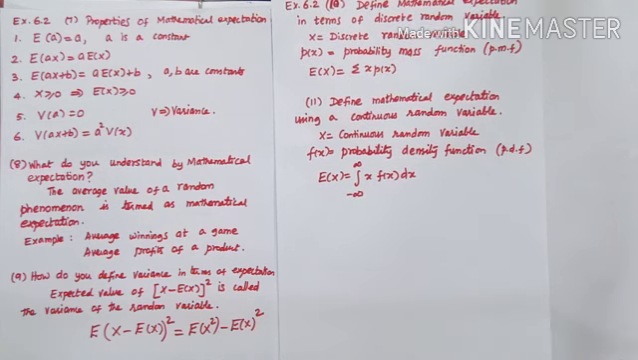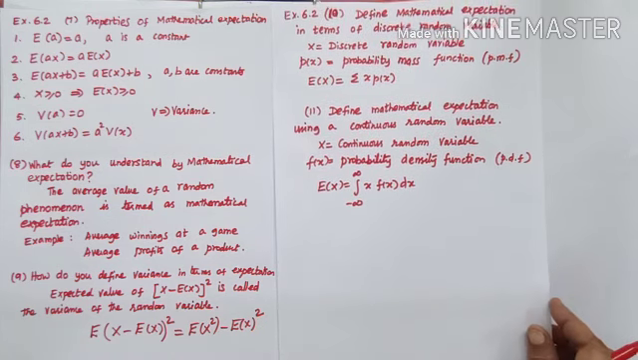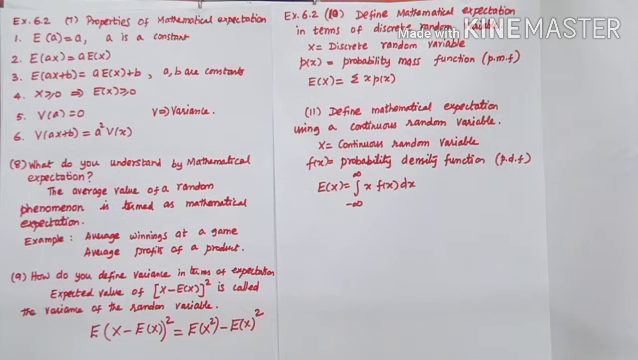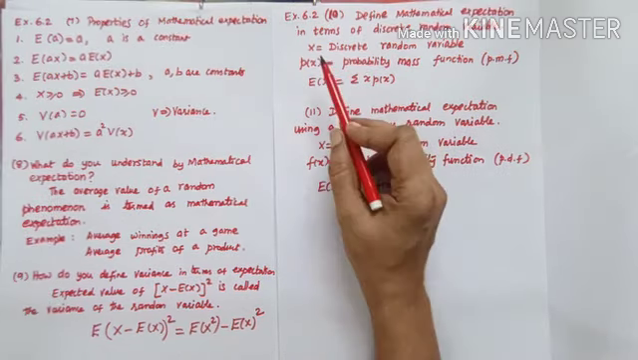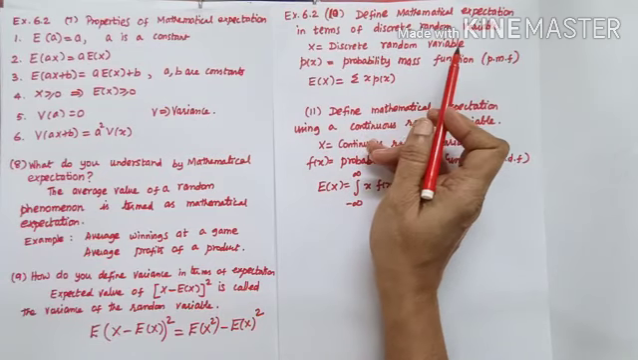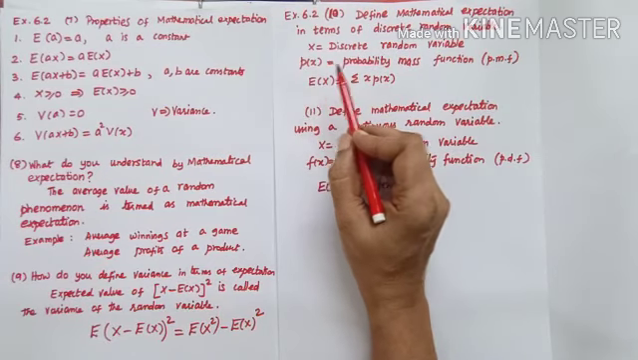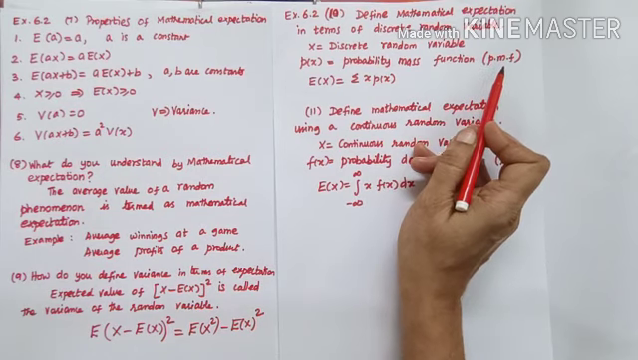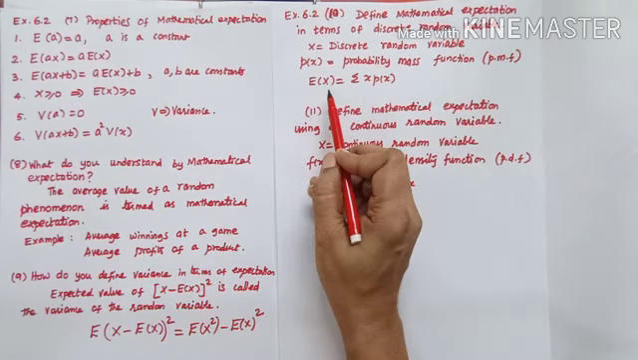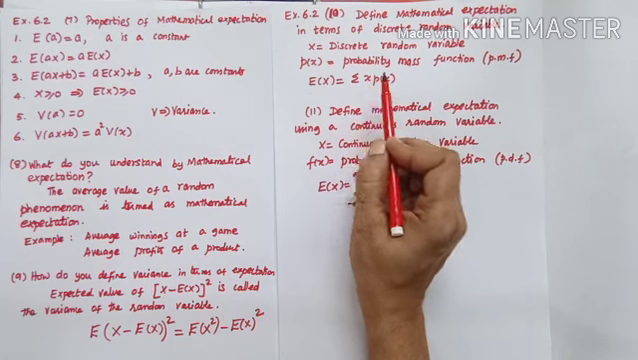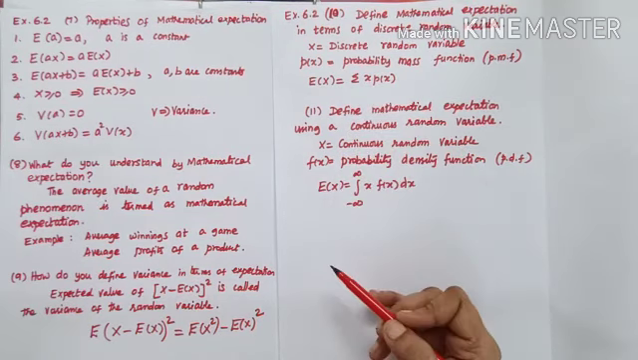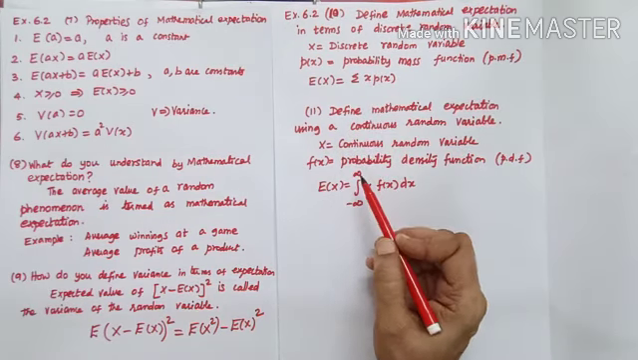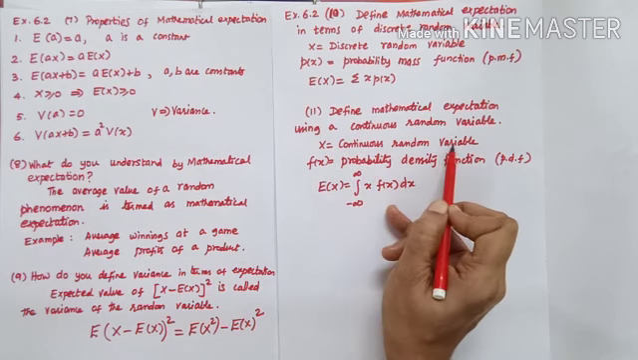Question number 10. Define mathematical expectation in terms of a discrete random variable. X we call a discrete random variable. P of x we call the probability mass function, PMF in short. E of x is nothing but sigma x into P of x. The same idea applies if it is a continuous random variable.